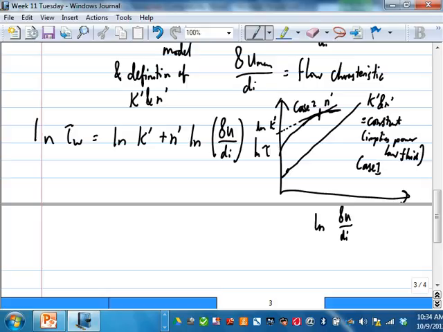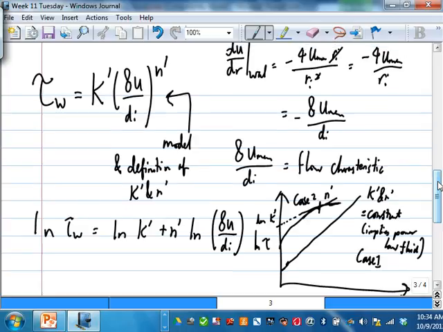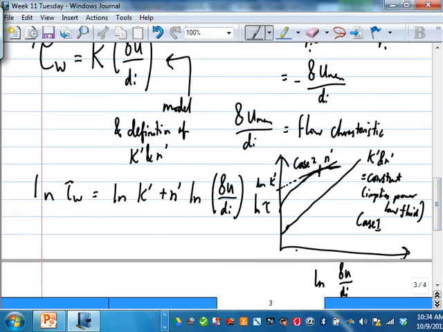So this relationship we dreamed up. We just say, okay, let's fit that one, and then we plot it. In other words, K prime and N prime can be measured through the pipe flow experiment. Is that okay so far? Any questions so far?